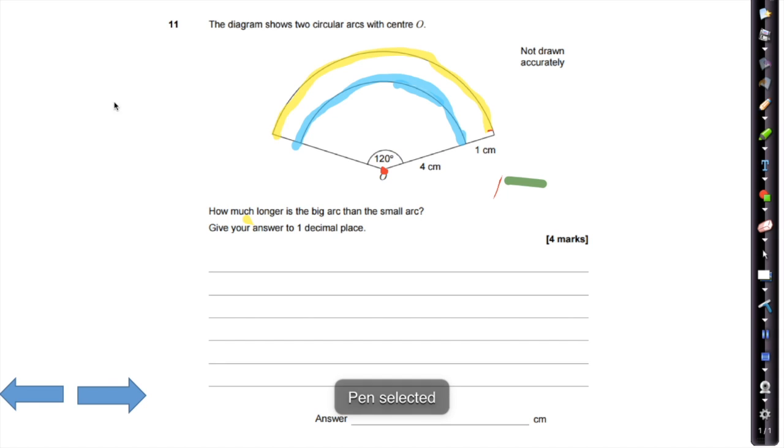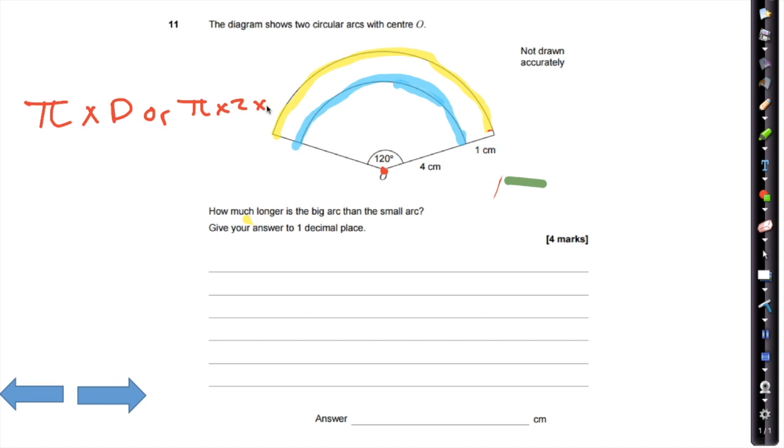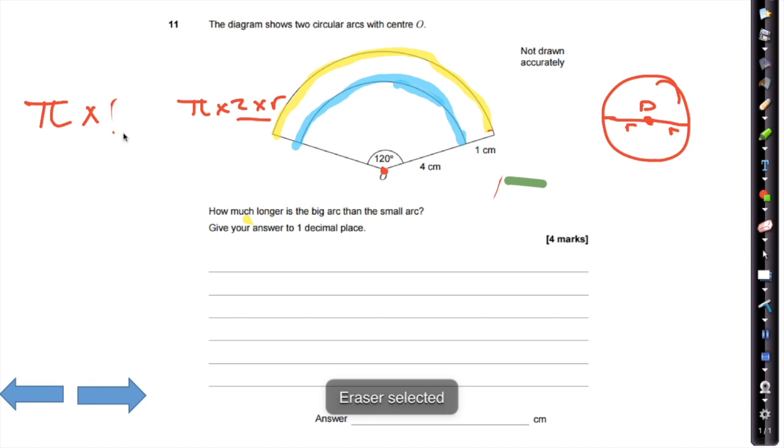So the circumference of a full circle is given by pi times diameter, or pi times 2 times radius. Okay, so 2 radii make up a diameter. Remember your parts of a circle: the radius is from the center to the circumference, and 2 of them next to each other make up a diameter. So 2 radii make up a whole diameter. As we're given the radius here, it's probably more sensible to use our radius formula version.